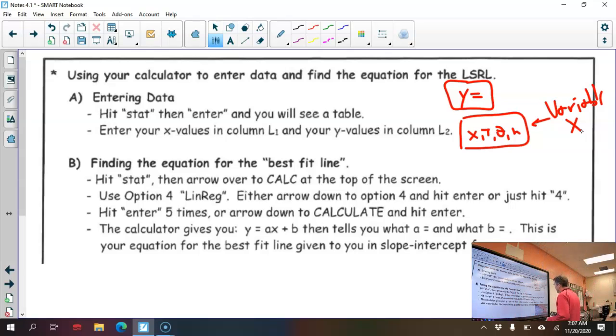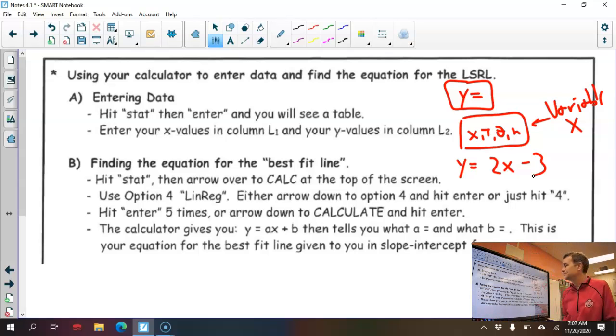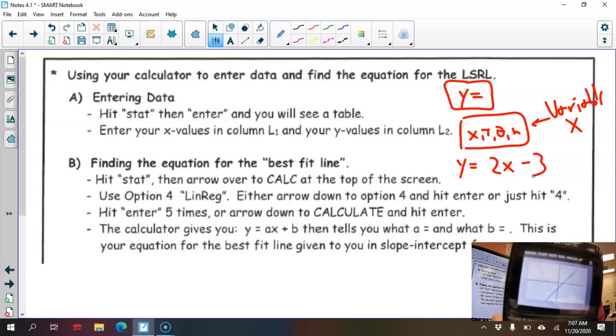So the first thing we're actually going to do is hit Y equals, and type in 2x minus 3. So I'm typing it in, and it should look like that. Y equals 2x minus 3. And now the cool thing, we're going to go to the right-hand side at the top, and hit graph. And your calculator should graph the line just like that.